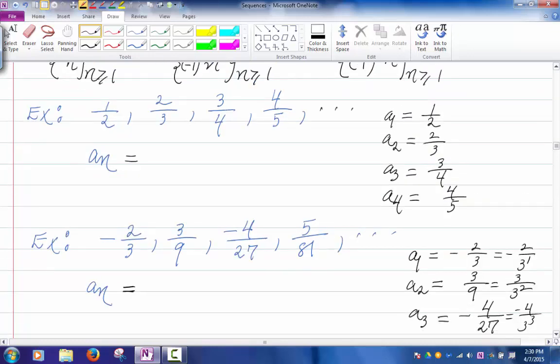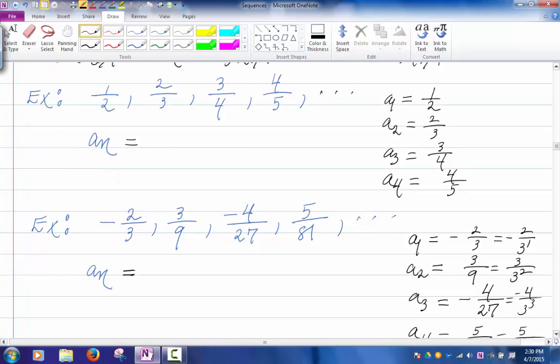Now, in this example, you are given a sequence, and you're given the first few terms of the sequence. You are to recognize the pattern and write down the formula for the nth term of the sequence. Is that clear? You're given the first few terms, you have to write down the nth term. How? Well, let's write down A1. What is A1? A1 would be 1/2, A2 would be 2/3, A3 would be 3/4, A4 would be 4/5, and I want to write down An, right? The nth term.